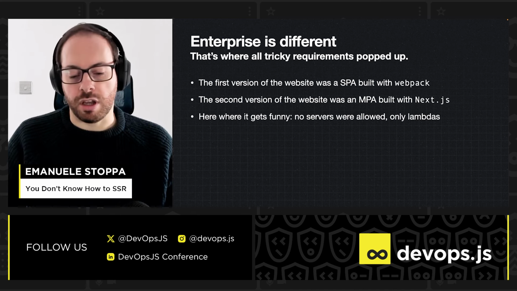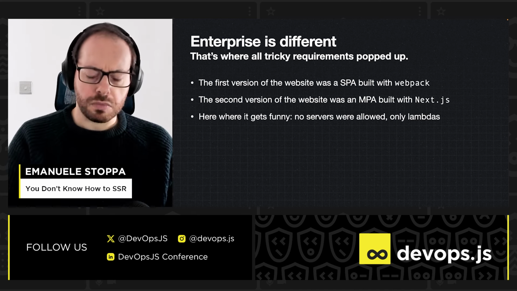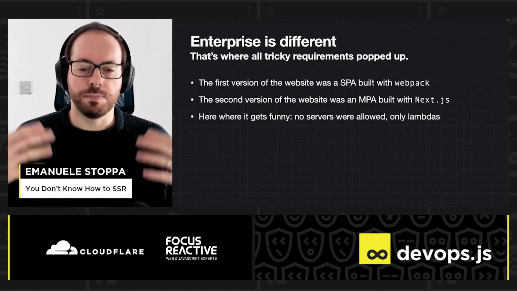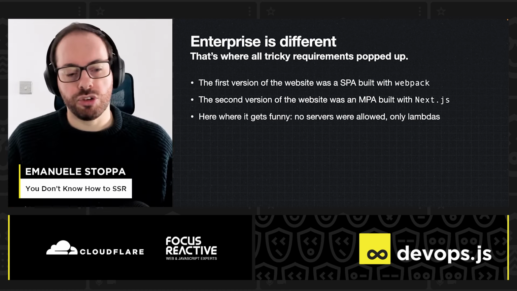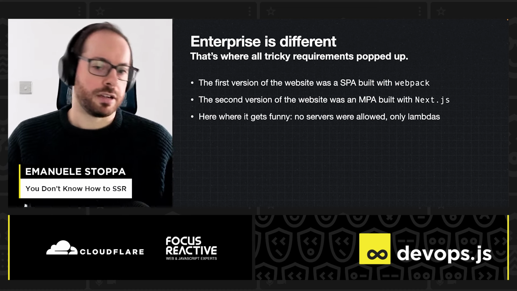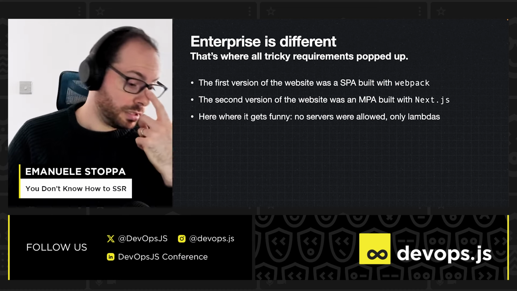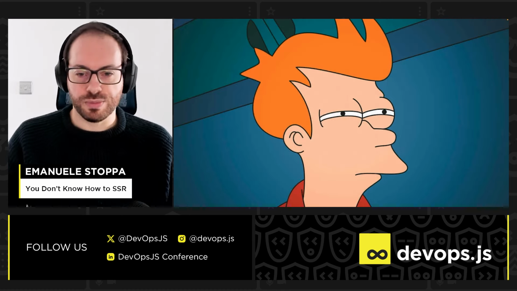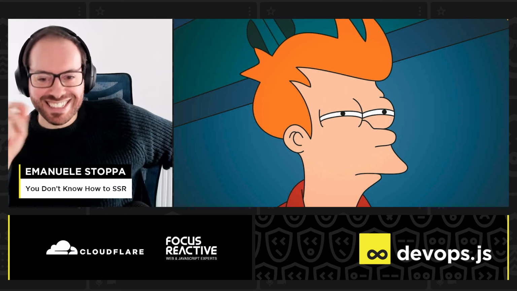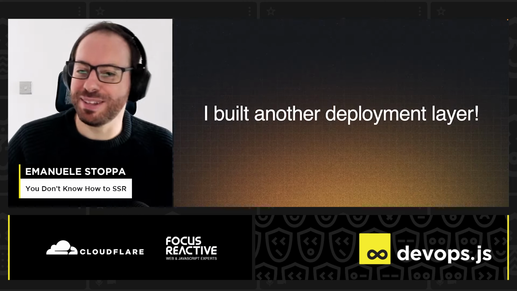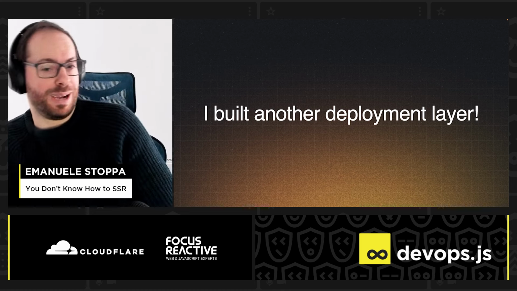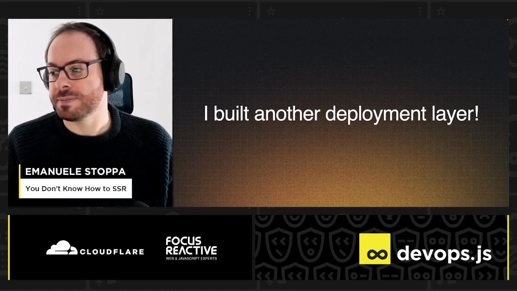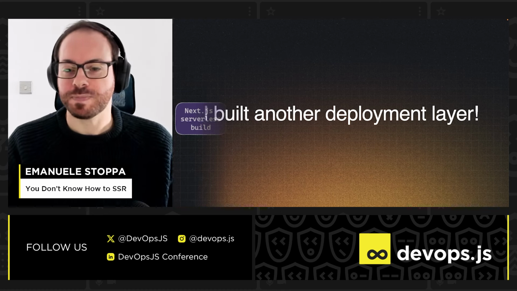At that time, Next.js introduced a new option called output serverless or something like that that would allow exporting each page as a serverless artifact, not a lambda, a serverless artifact. That was great for us. So what did we do? Well, guess what? I built my own deployment layer. So it's like I built my meta framework. Exactly. And it was actually really, really fun. Now let's see what I did.